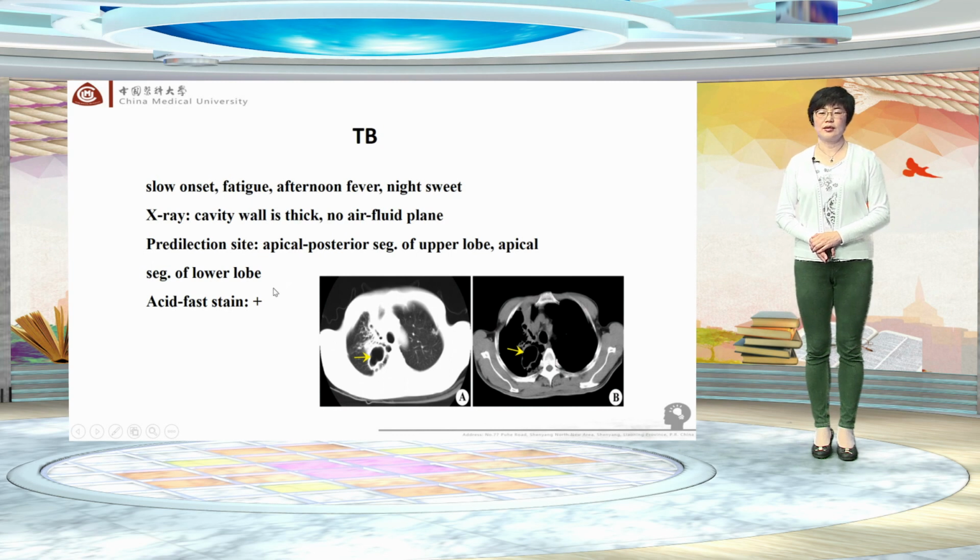Second is tuberculosis. Tuberculosis is also an infectious disease, but the patients show slow onset, fatigue, afternoon fever, night sweat. In the X-ray, we can also see some cavity, but the wall is thick, with no air fluid plane. This is different from that of lung abscess. For tuberculosis, the site is usually the apical posterior segment of the upper lobe or the apical segment of the lower lobe. Acid fast stain is positive. If we see this result, we can diagnose this as tuberculosis.